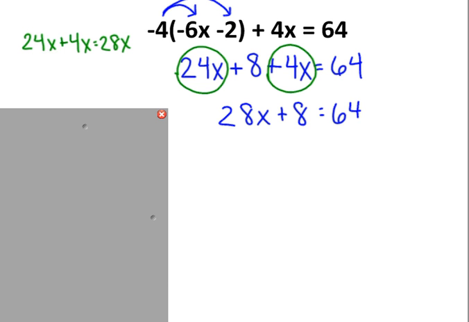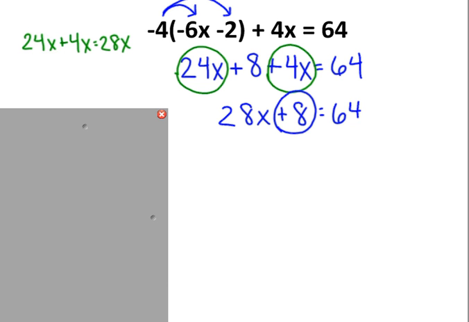There are no more sets of like terms on either side of the equal sign. Now I am going to move around my numbers so I can isolate the variable. In order to move numbers from one side of the equal sign to the other, I have to use the inverse or opposite operation. Let's see what this means. 28x plus 8 equals 64. I am always going to start with the number not attached to the variable. This would be positive 8.